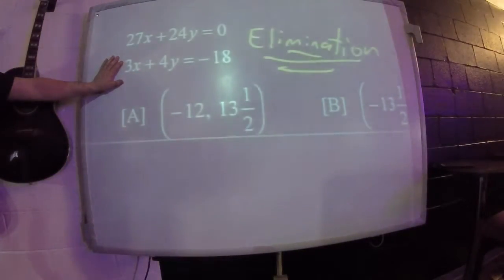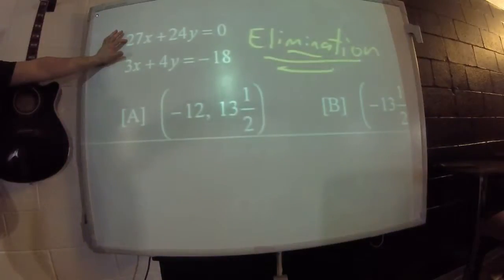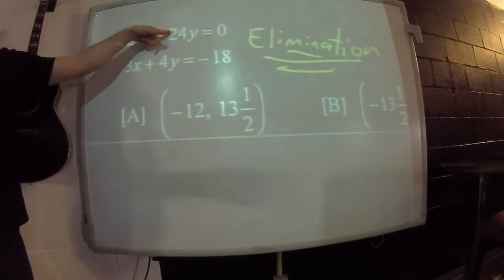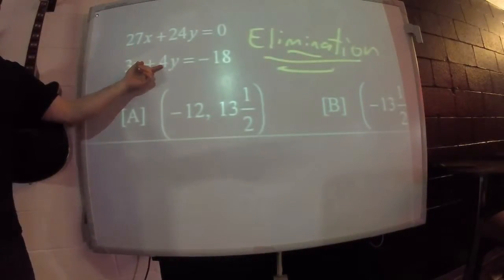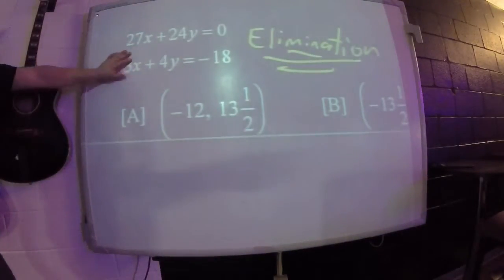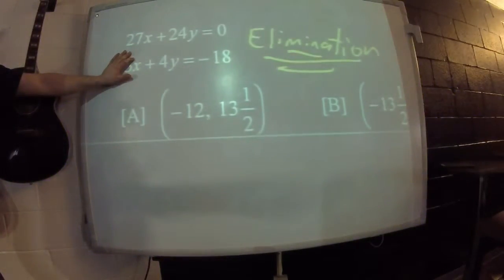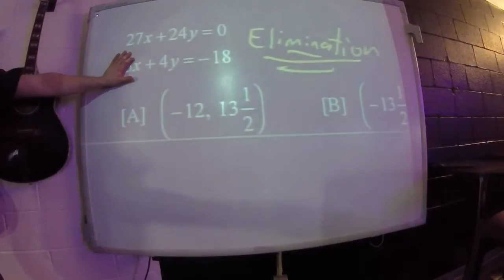X. Now, could you make this 3 look like a 27? Yes. Could you make that 4 look like a 24? Yeah, 4 times negative 6. So you could kill the y's if you wanted to. Let's go ahead and kill the x's.